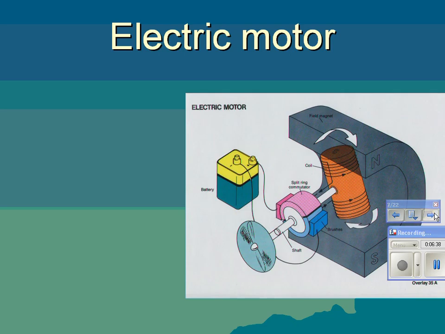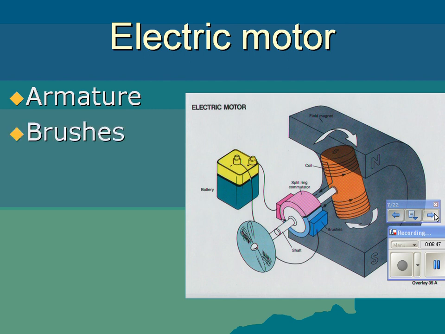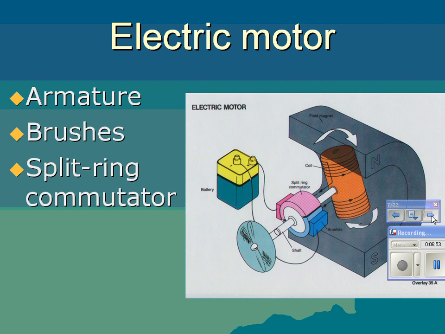Okay, so with electric motors, you guys, there's a couple of parts that you need to be aware of. You need to know what the armature is. That's the piece with the coils of wire that rotates. You need to know what the brushes are and what their function is. They are the electrical contacts that stay stationary. And then the split ring commutator. What's the purpose of the split ring commutator? To switch the current at just the right time so that it continues to rotate.